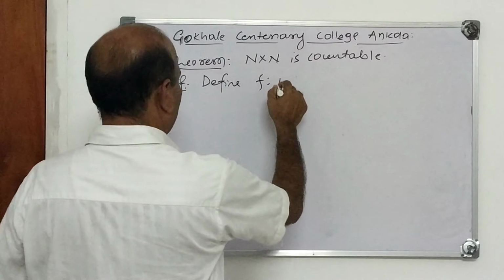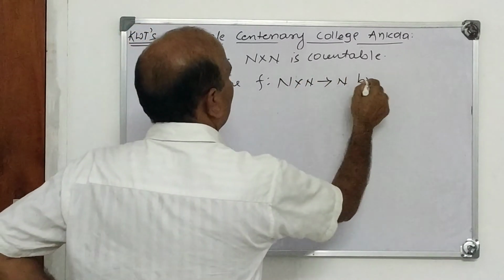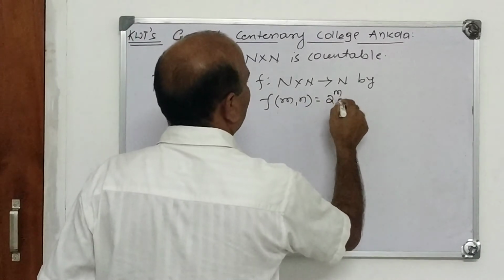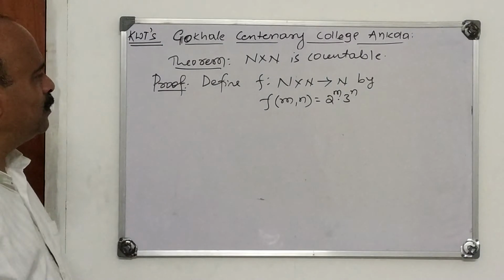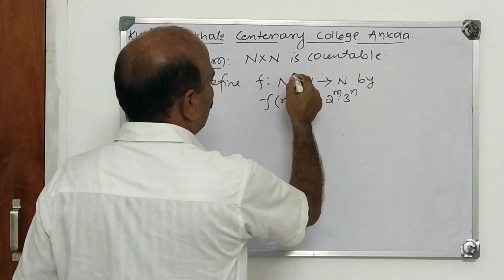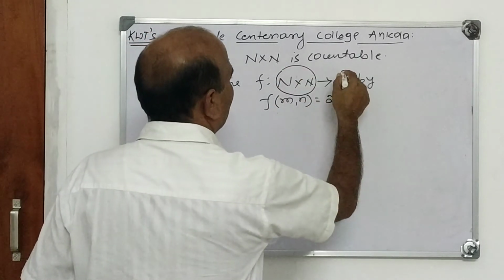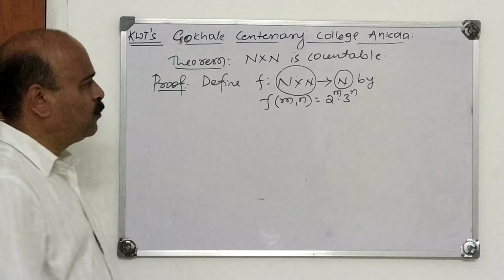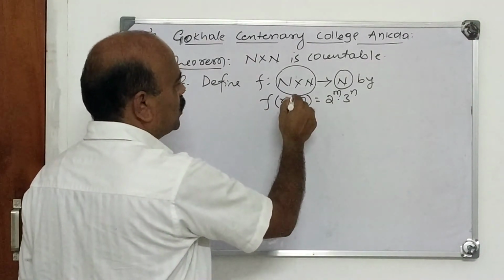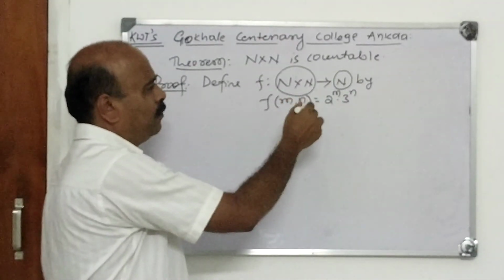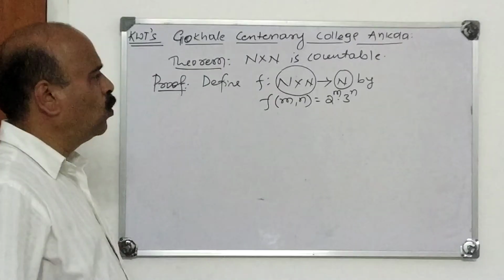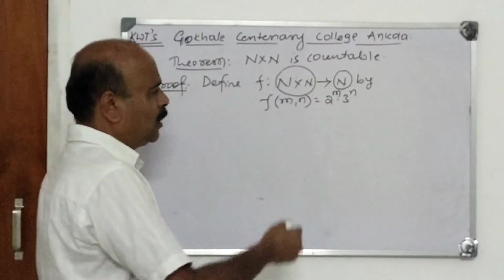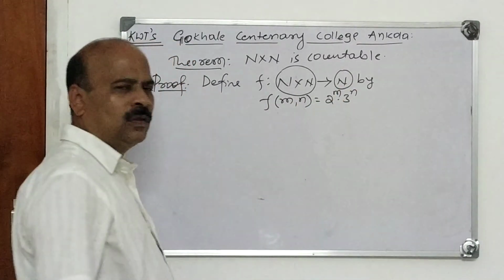Define f from N cross N to N by f of (m, n) is equal to 2 raised to m into 3 raised to n. This definition is important. Here, what is the domain? Domain is N cross N. What is codomain? Set of natural numbers. What are the elements of the domain here? They are the ordered pairs. Therefore, I have taken f of (m, n). The domain consists of ordered pairs (m, n), and the codomain consists of only natural numbers. How is the function defined? f of (m, n) is 2 raised to m into 3 raised to n.